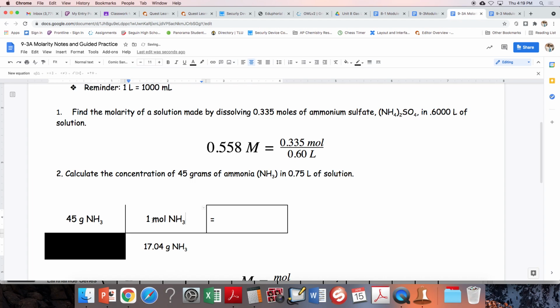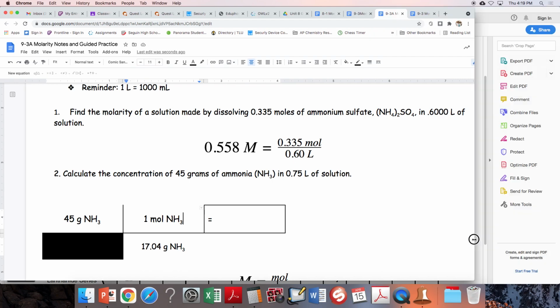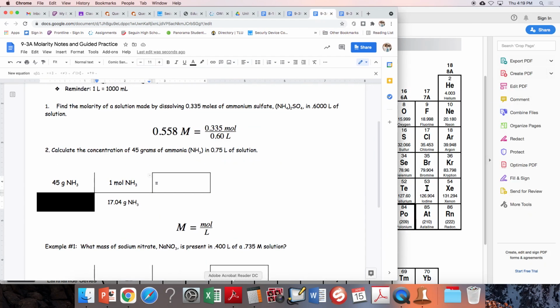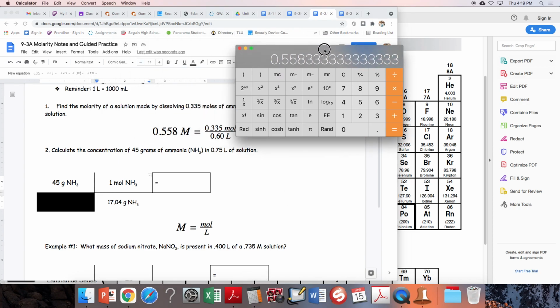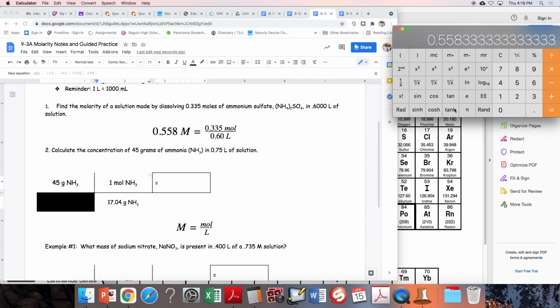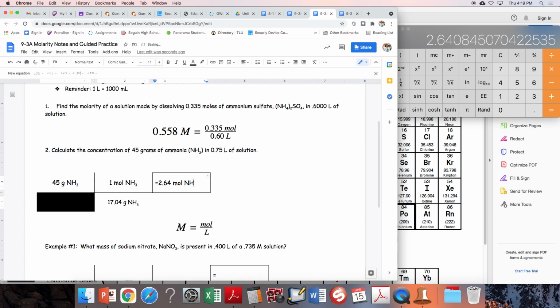So now we can do our math. I should move this so I can see both at the same time. Sorry about that. So I've got what ends up being 45 divided by 17.04. And so that gets me a number of moles, which is 2.64 moles of NH3. So that's my moles.